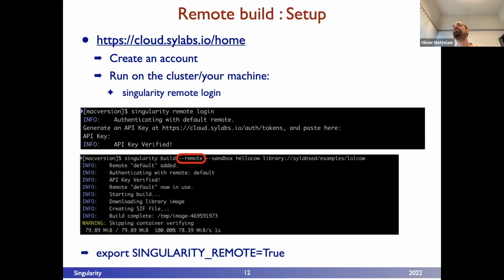Of course, in order to do that, the first thing you need to do is create an account on the cloud, and then you need to identify yourself via a token. But if you go on the cloud, it's very simple to do. Then you do singularity remote login, you copy your key, and that's it. And after that, you can add the --remote. Obviously, it also makes sense to force all your builds to use the remote, and therefore you can use environment variables for doing that.